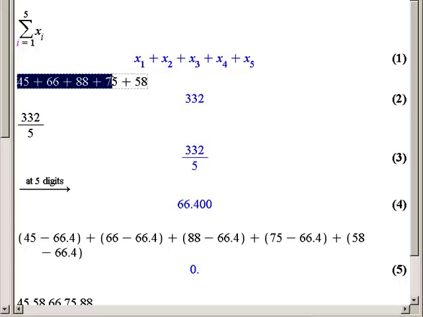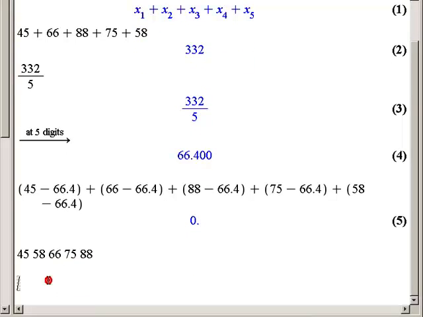Here's the data set. We had 5 observations, and I mentioned that these are the grades obtained by students in a test, which were 45, 66, 88, 75, and 58. When we summed that up, we got 332. We divided it by the number of observations, and we had 5 observations. That came out to be 66.4, and that is our average.